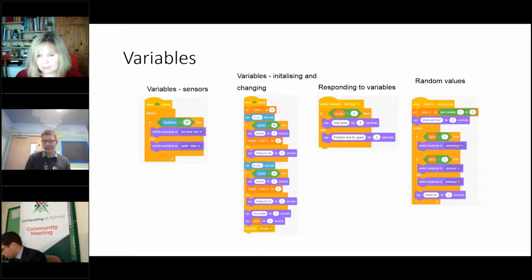And then the final one that I would use with variables is the idea of an activity selector, or the magic 8-ball sort of thing, where you generate a random number. In this example, we've got numbers picked between 1 and 3, and the backdrop changes to swimming, cinema, or bowling, depending on which number it generates.